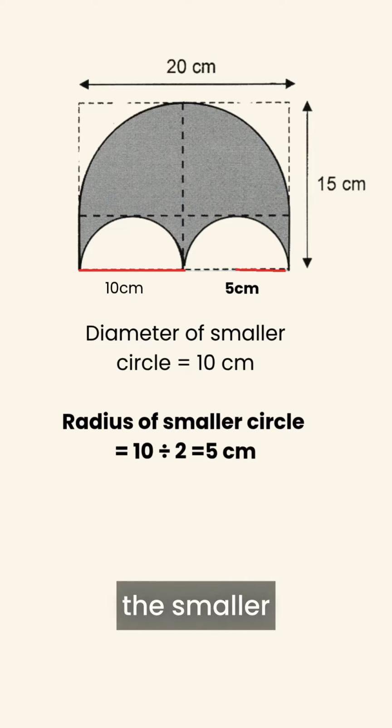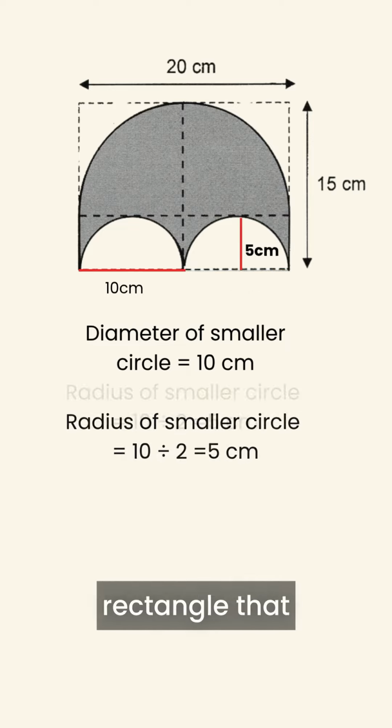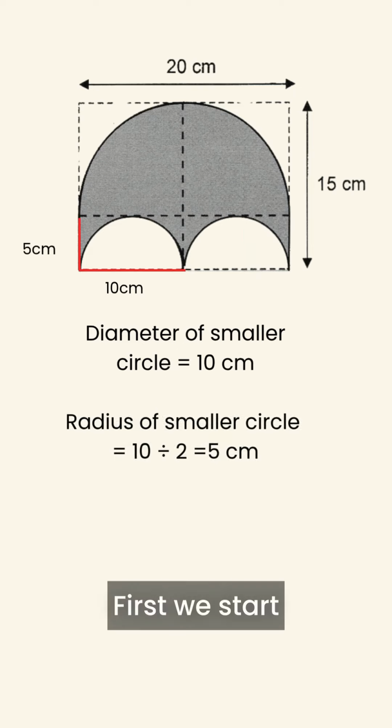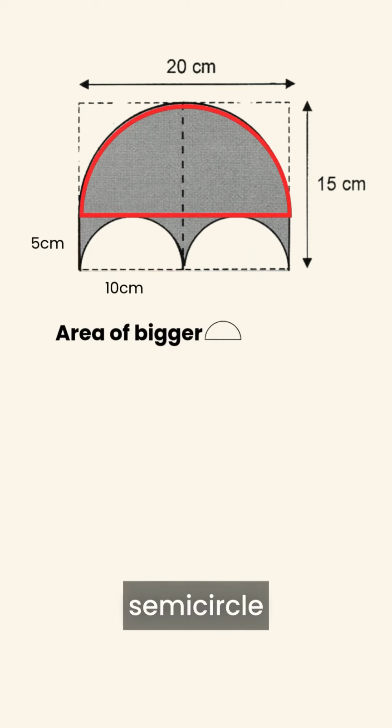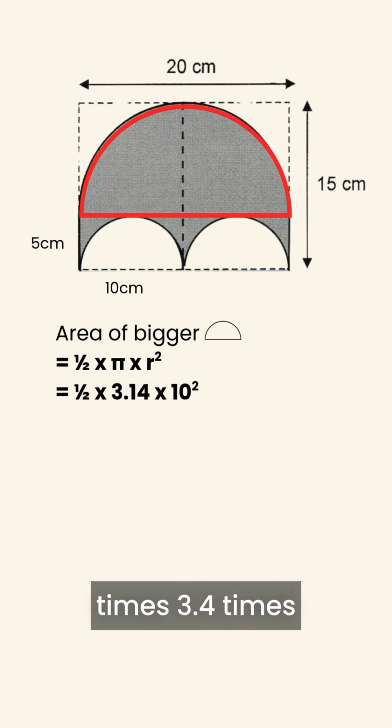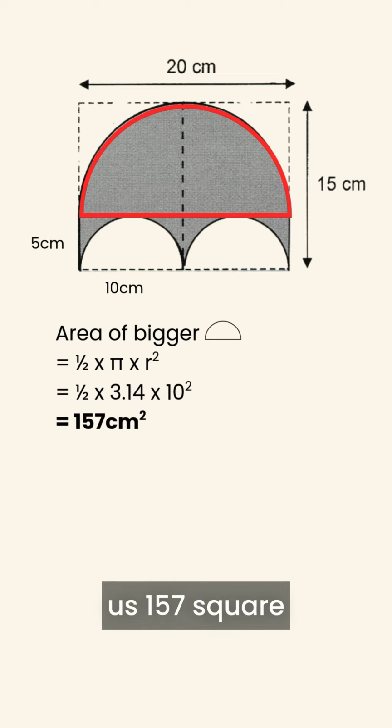Since we know the radius of the smaller circle, that means we are able to get the height of the semicircle rectangle that is surrounding it. First, we start with getting the area of the bigger semicircle, which is basically half times 3.14 times 10 square, which is half times pi times r square. And this gives us 157 square centimeters.